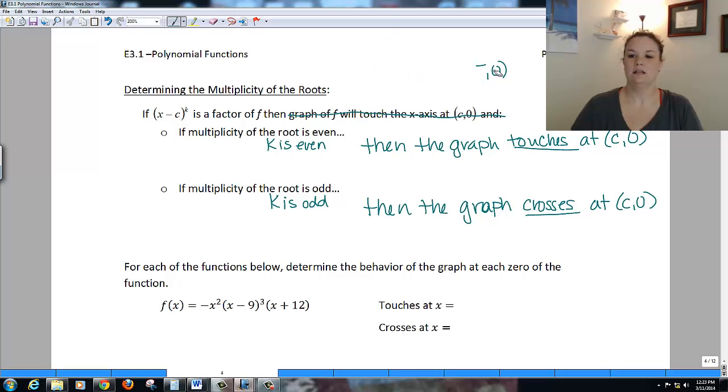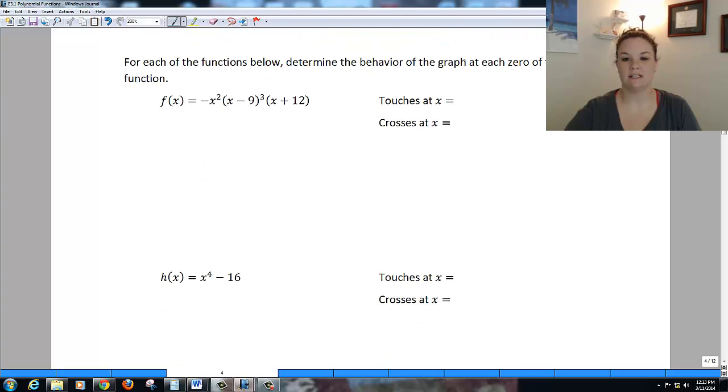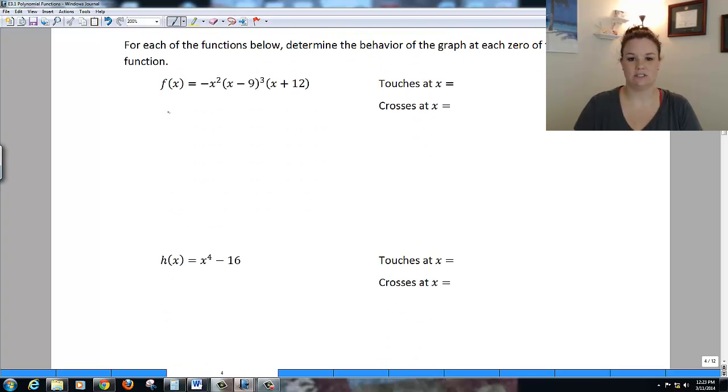Okay, all right, so let's go ahead and look at some. We're going to identify the multiplicity and then determine at which x-intercepts it crosses and touches. So notice here, I have a negative that's just out front. Remember, negatives are telling me if it's pointing up or down and what the end behavior is. So I'm just going to look at this x squared. Because it has a square on it, and this is the whole factor, I know that because 2 is even, this is only going to touch.